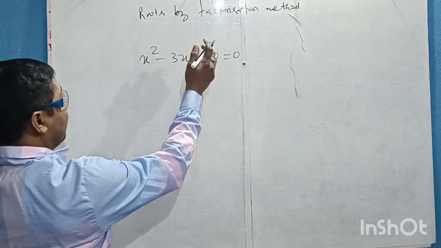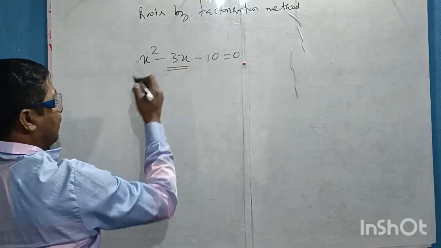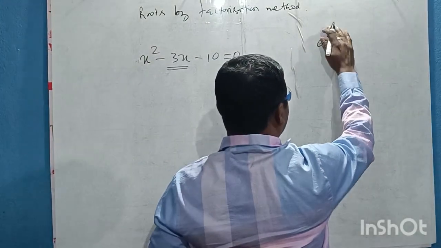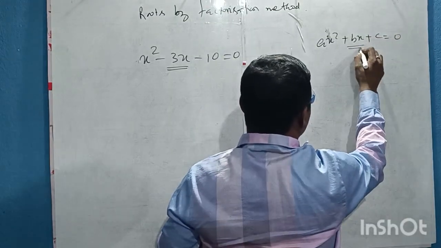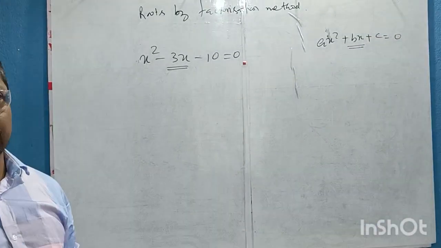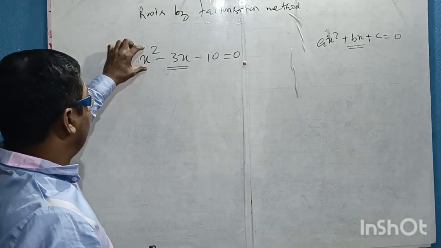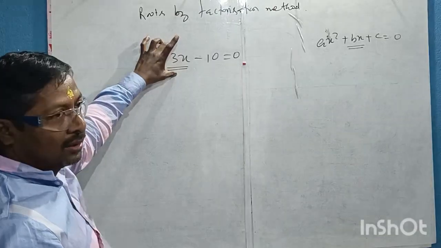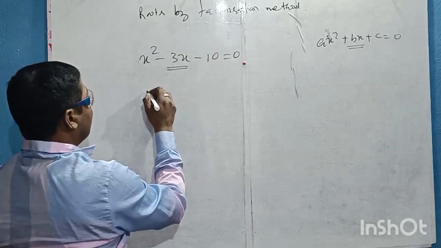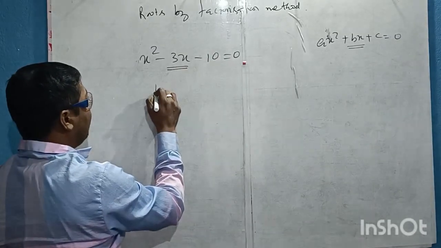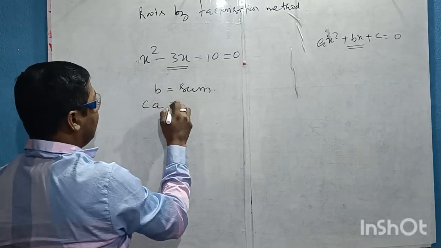So by the factorization method, you have to split the b term in ax square plus bx plus c equal to 0. That means you have to split the b term into two parts so that the sum will be minus 3 and the product will be minus 10. So you have to know the b term is the sum term and the ca term is the product term.